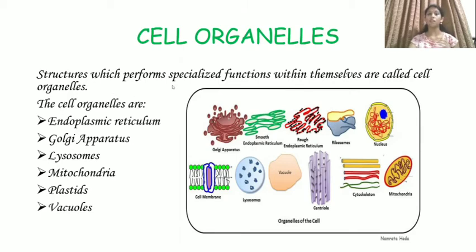Structures which perform specialized functions within themselves are called cell organelles. We have a few cell organelles: endoplasmic reticulum, Golgi apparatus, lysosomes, mitochondria, plastids and vacuoles. We are going to study all the cell organelles. You can see the pictures of the cell organelles, right? You can see the endoplasmic reticulum, Golgi apparatus, lysosomes, mitochondria, plastids and vacuoles.